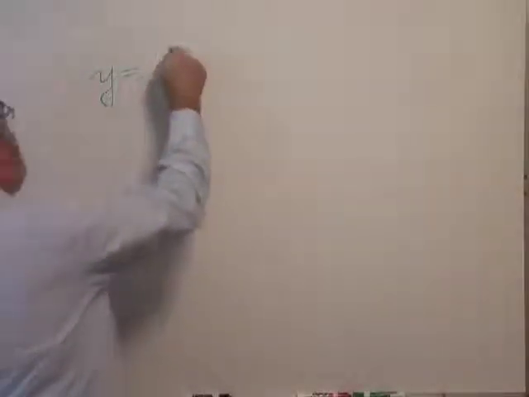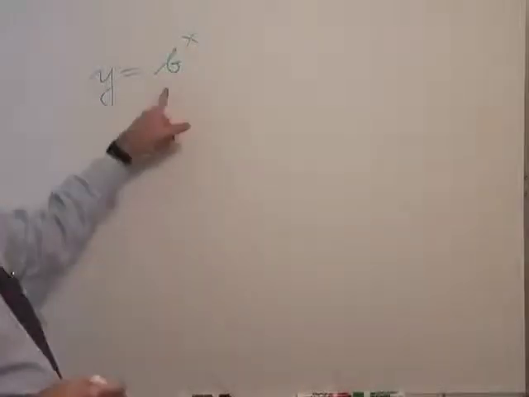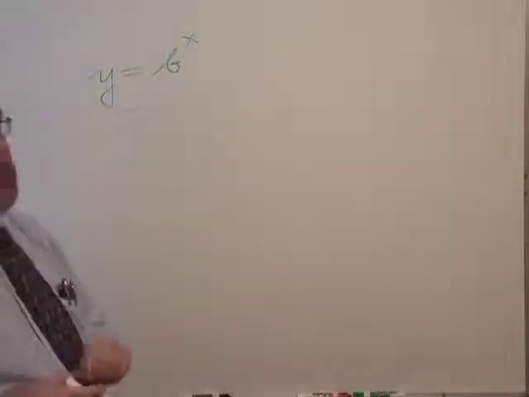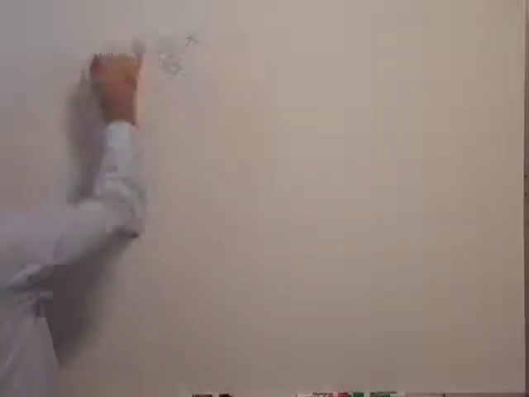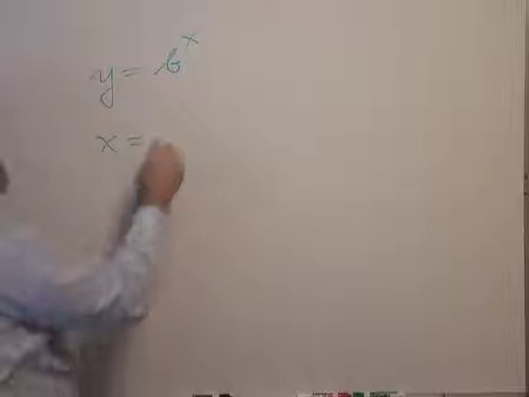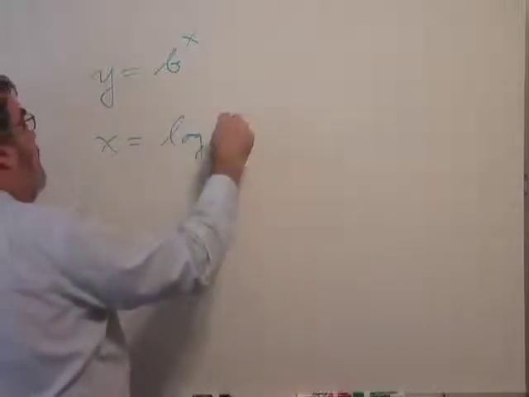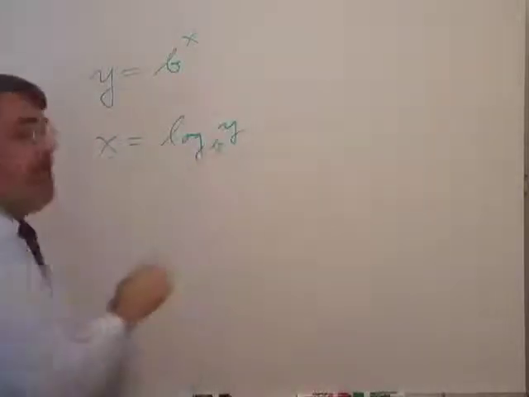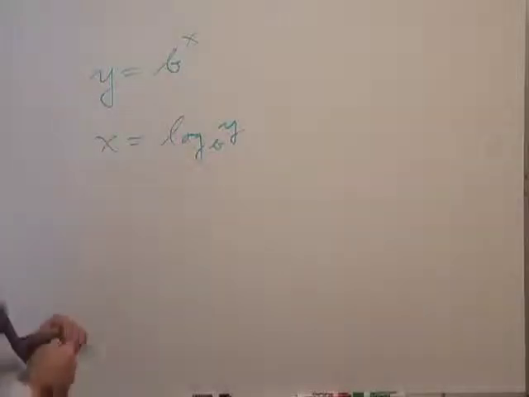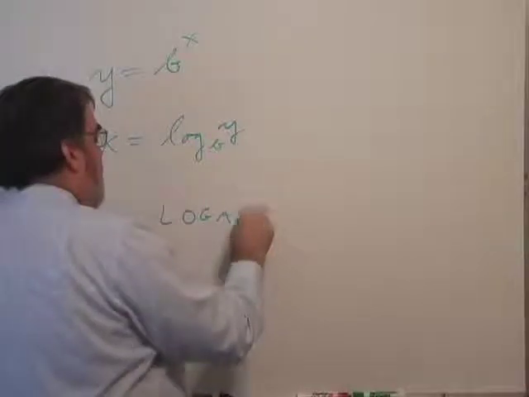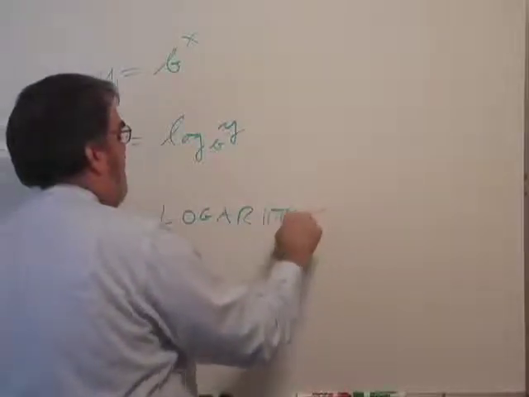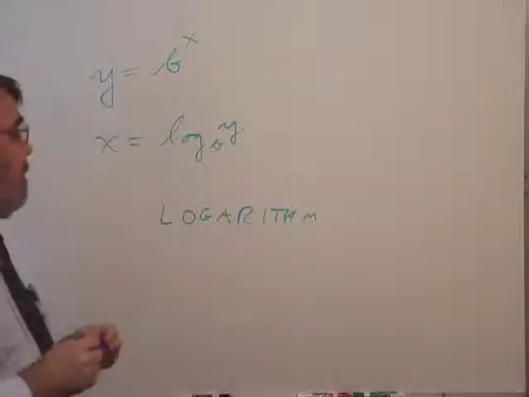If we have a simple exponential function, y equals b to the x, and I like to use b for base, and x is the exponent, then we can rewrite this, solving for x. x would be the logarithm of y base b. So logarithms, and I believe it's spelled this way, L-O-G-A-R-I-T-H-M.